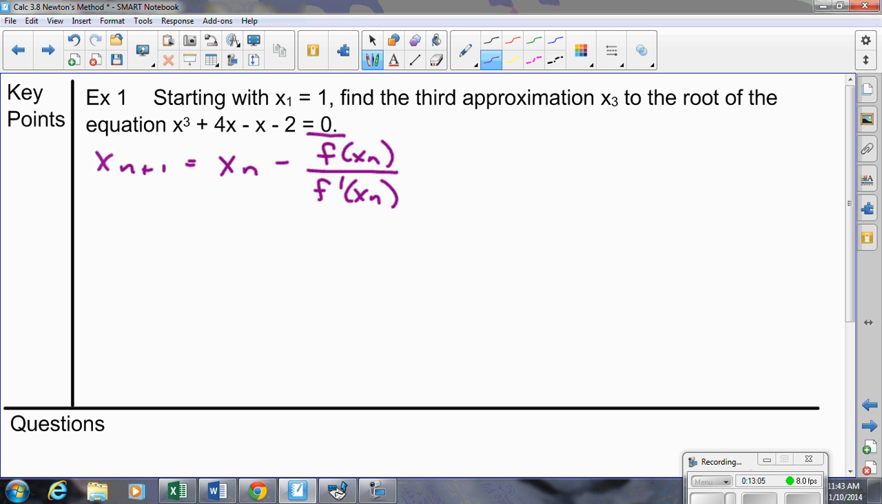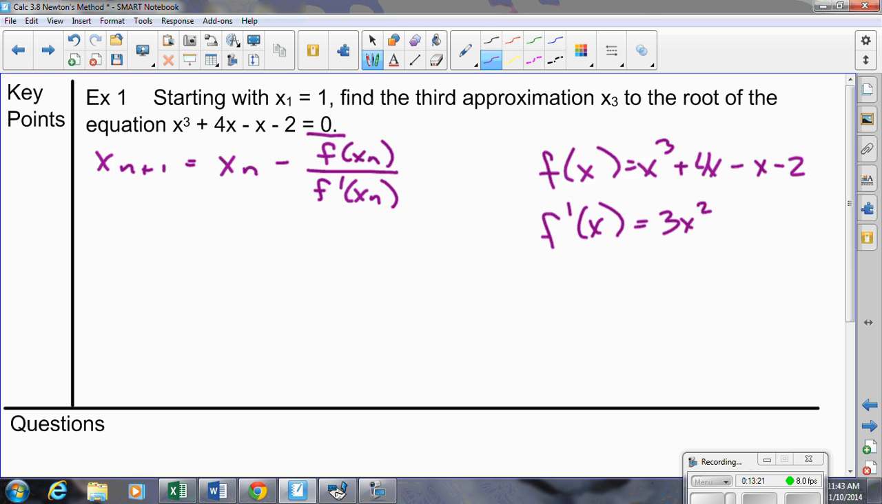Well, we already have our function. We can see f of x is x cubed plus 4x minus x minus 2. What is its derivative? 4 minus 1 would be plus 3, simplifying it a little bit. And we know that we could do the same thing up here and have written plus 3x instead of plus 4x minus x. It's perfectly fine to simplify if it's appropriate.